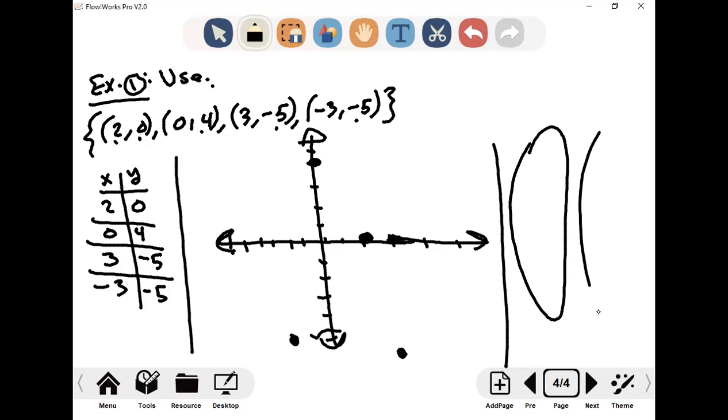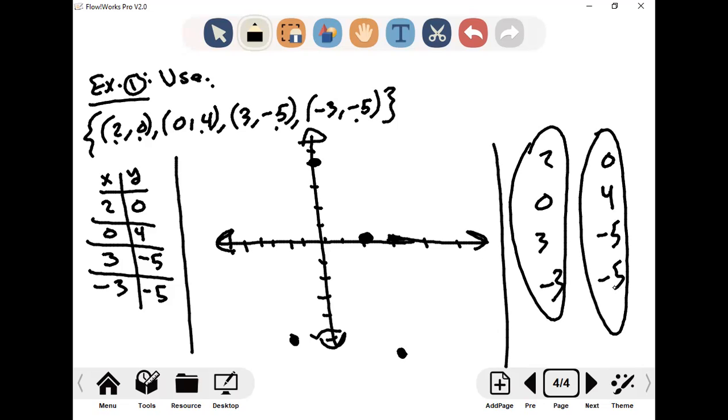Mapping: set up the domain, set up the range, and you have arrows between them. 2, 0, 3, and -3. And here 0, 4, -5, and -5. But in the mapping, we will not repeat. Here you have -5, -5, right? It's enough to write it one time. So here I will make them one time only, -5.